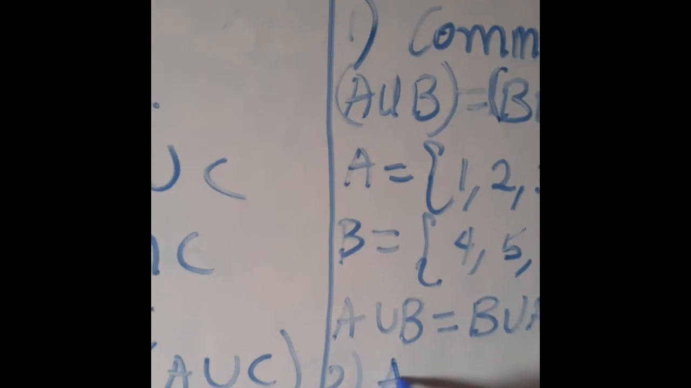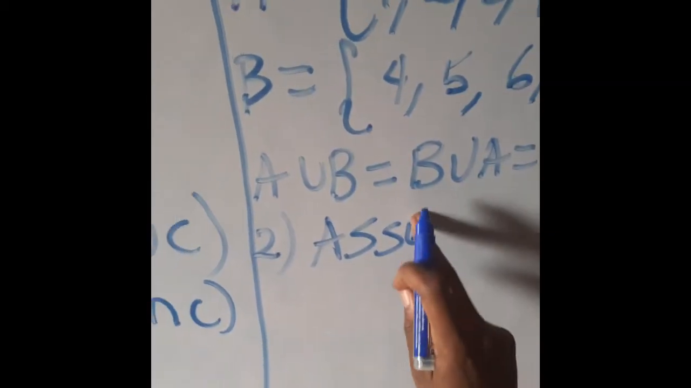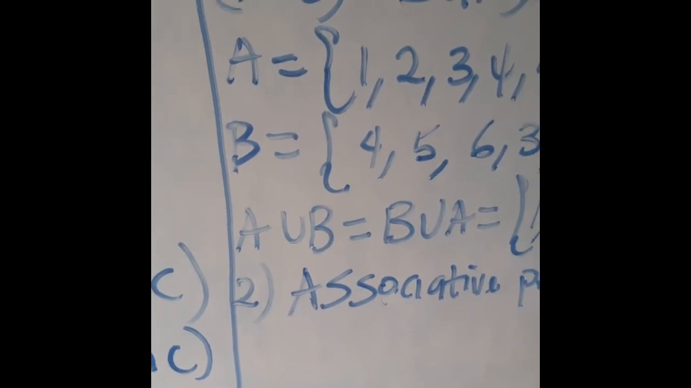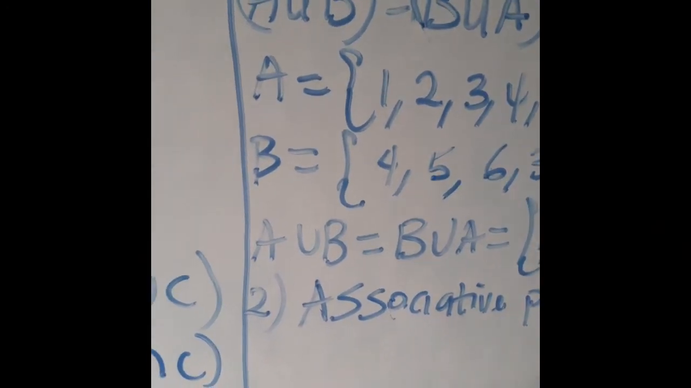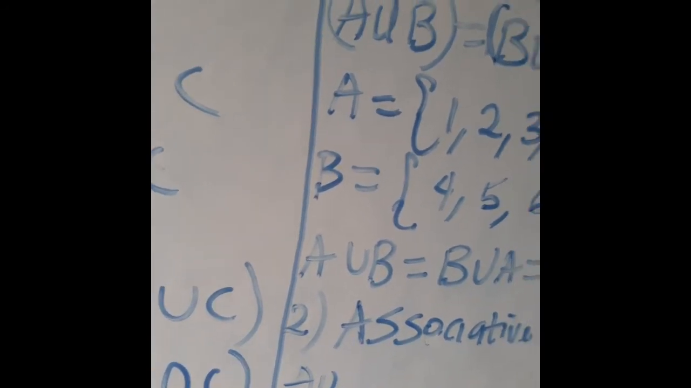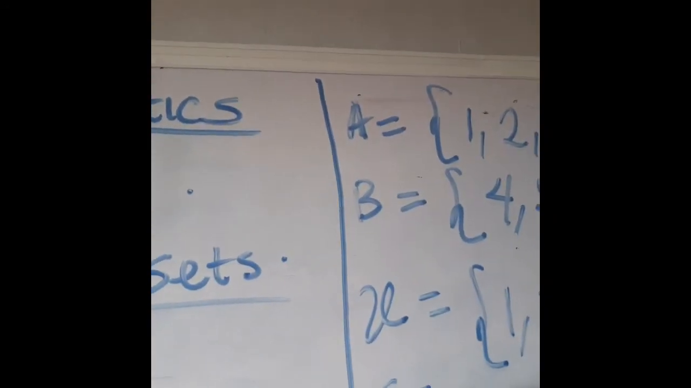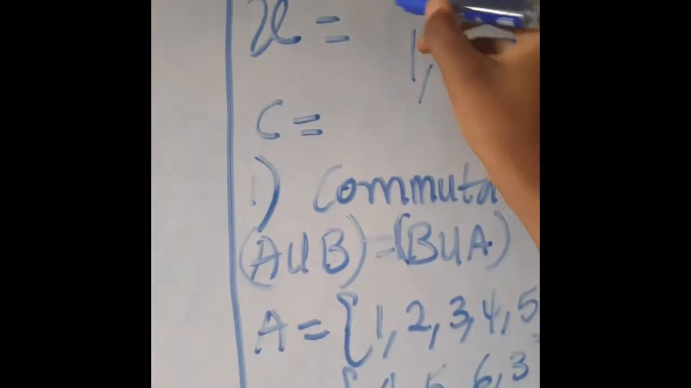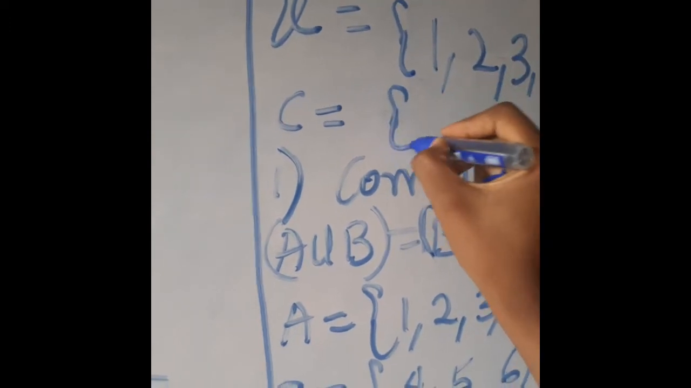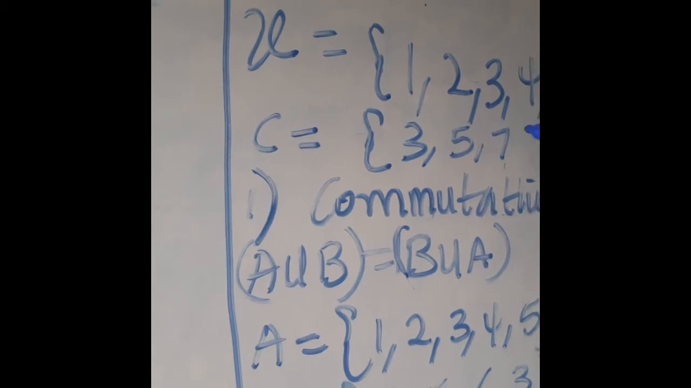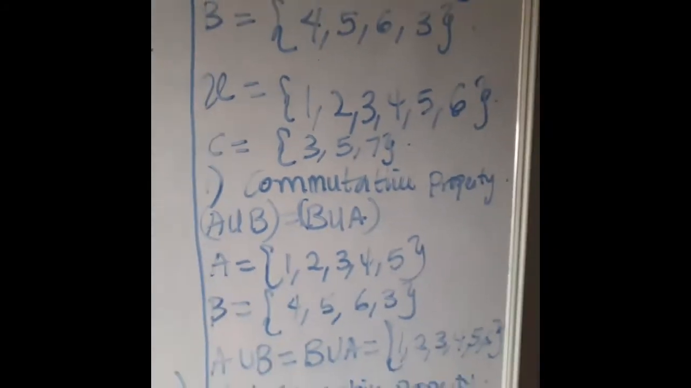So we have the associative property. I'm doing the first one too, which is A union. I have to include a C for this one. So let me say C equals, I hope you can see it, C equals 3, 5, 7.